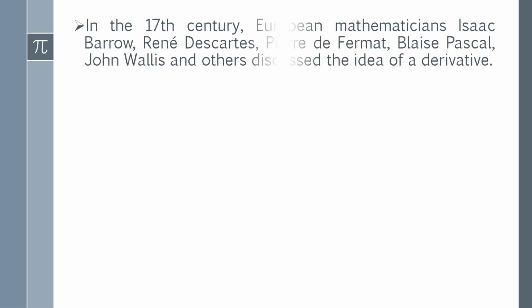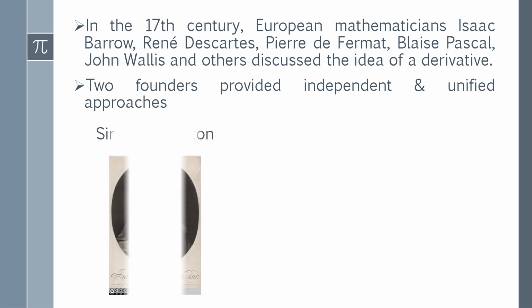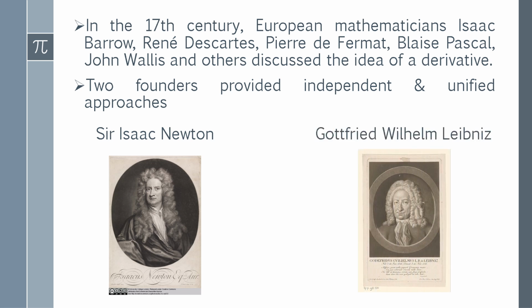The history of modern derivatives is a bit controversial. In the late 17th century, many European mathematicians discussed the idea of derivatives. There are two main founders who provided independent and unified approaches for the concept of derivatives. They are Sir Isaac Newton, an English physicist, and Gottfried Wilhelm Leibniz, a German mathematician. These two both worked individually on derivatives and calculus and used it for their own field of work.